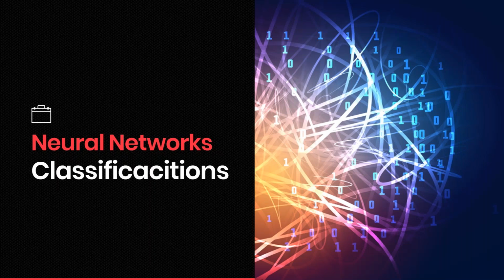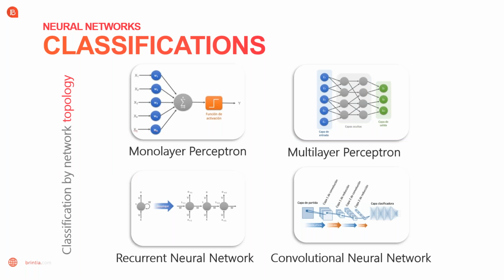Neural network classification. We will now talk about the types of neural networks according to their topology. There are four kinds of neural network: monolayer perceptron, multilayer perceptron, recurrent neural network, and convolutional neural network.